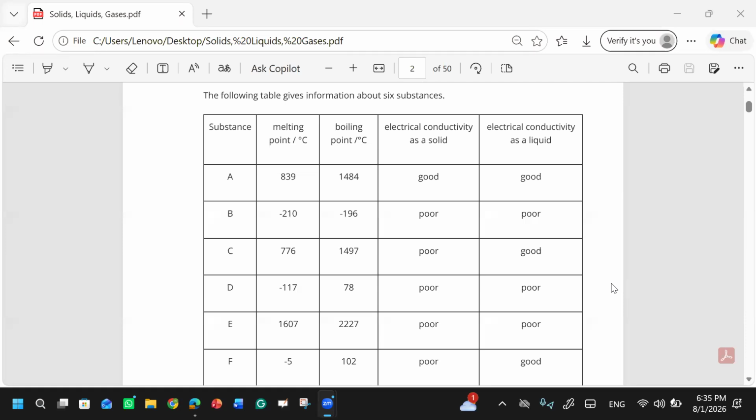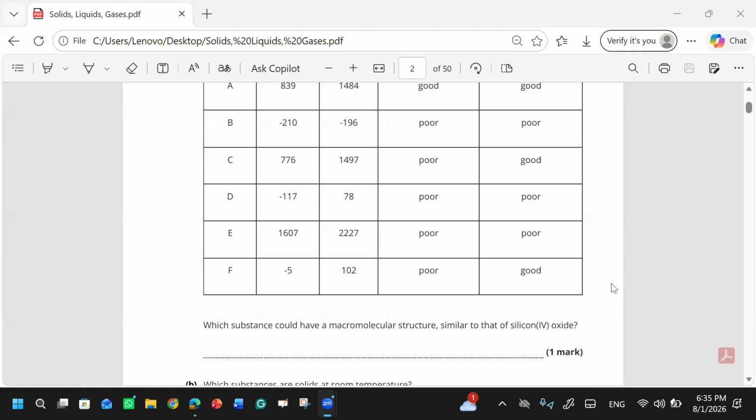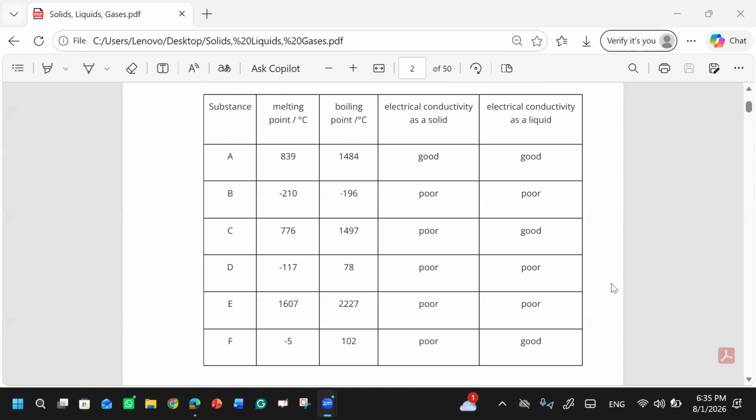What's it called? Silicon oxide will have high melting and boiling points. And their conductivity is what? Like good. You have chosen the E option, where it is poor.